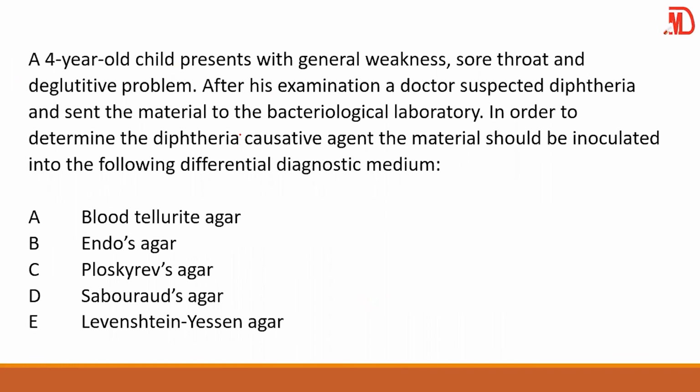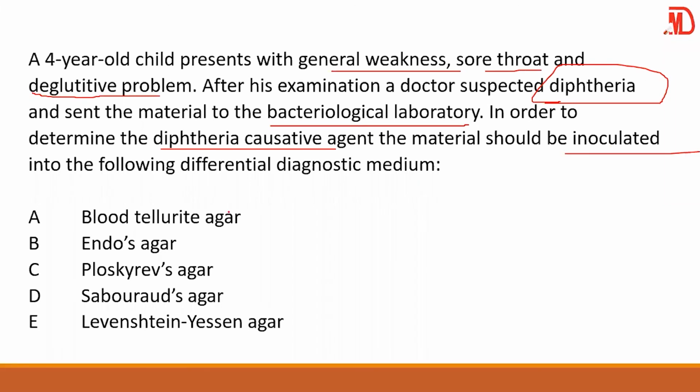Oh, guys, look at your question again. A 4-year-old child presents with general weakness, sore throat, and swallowing problems. After his examination, a doctor suspected diphtheria and sent the material for lab investigation. Now, in order to determine the diphtheria causative agent, material should be inoculated in the following medium. Your answer is, thank you. No, it's A, not D, it's A. It's a typing error, please.